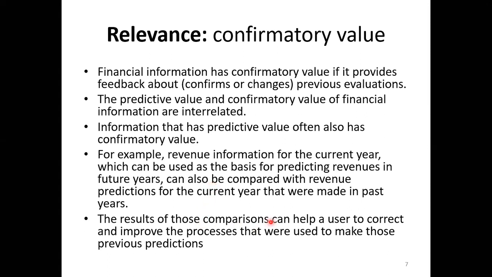The result of these comparisons can help a user to correct and improve the processes that were used to make those previous predictions. Based on their prediction and the confirmation, they can assess the predictive power. If there is a large deviation between the predictive value and confirmatory value, there is a problem in their information. In these instances, the entity can try to enhance their predictive power.